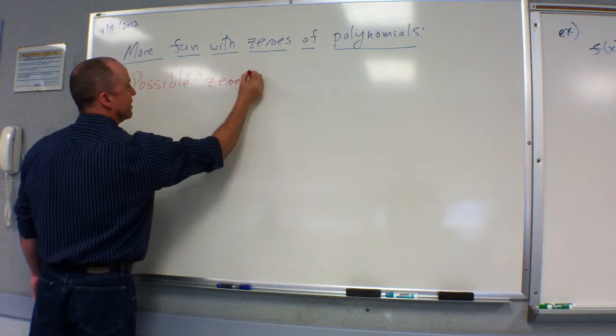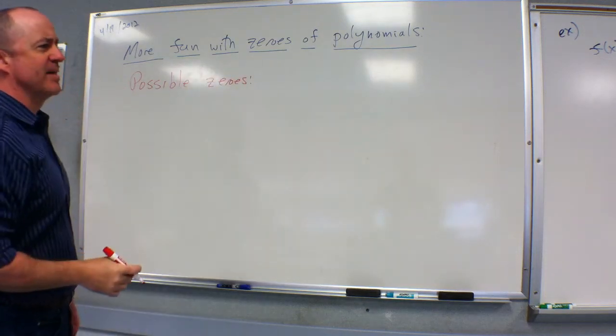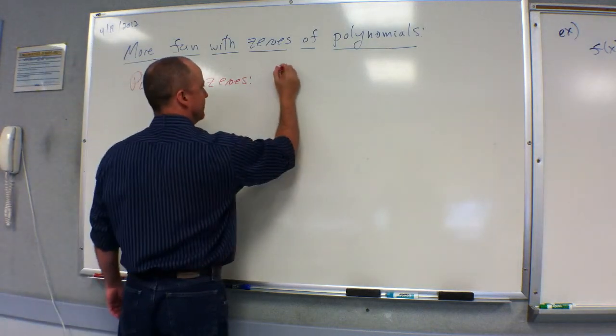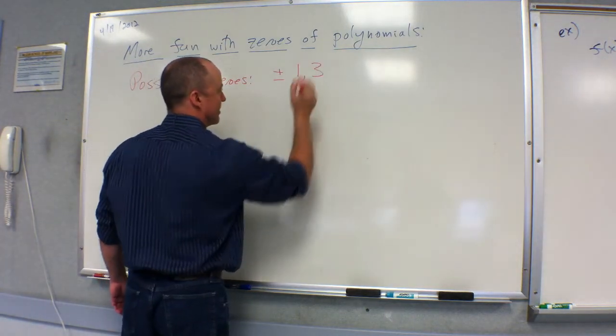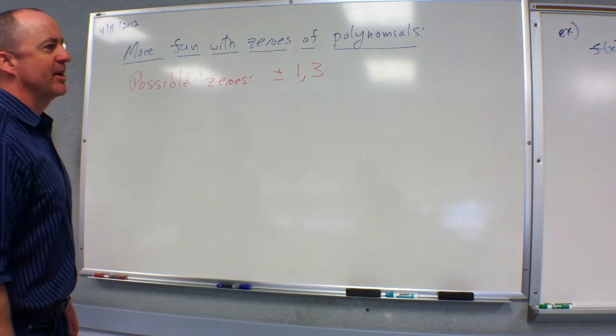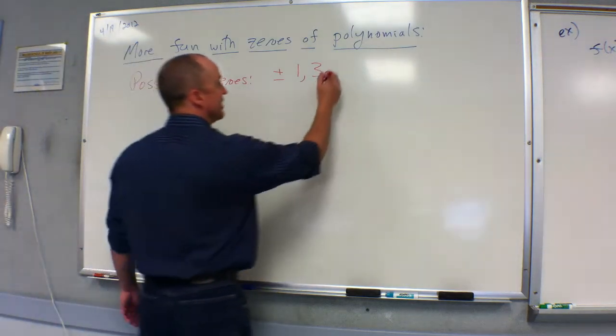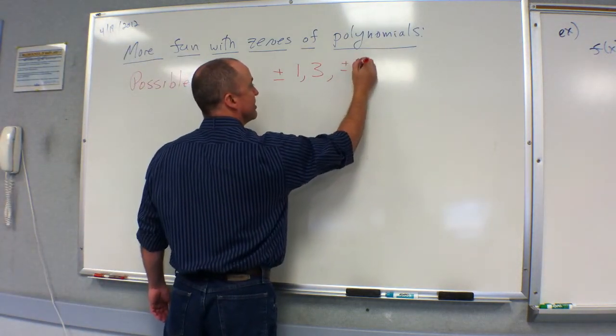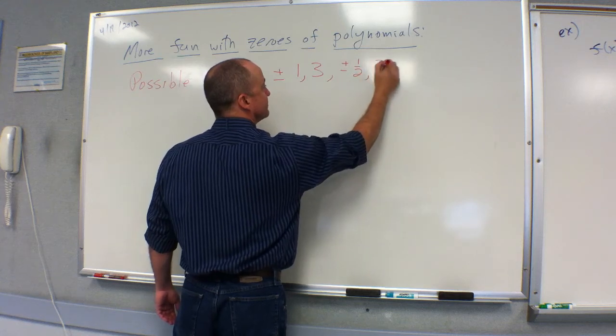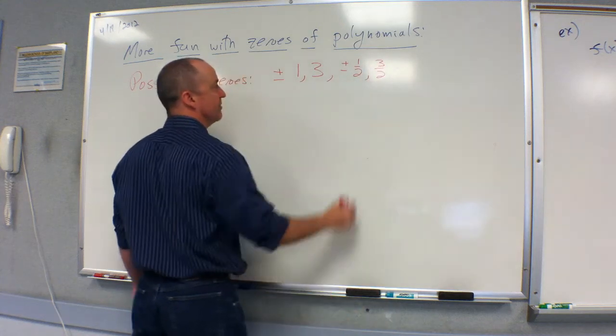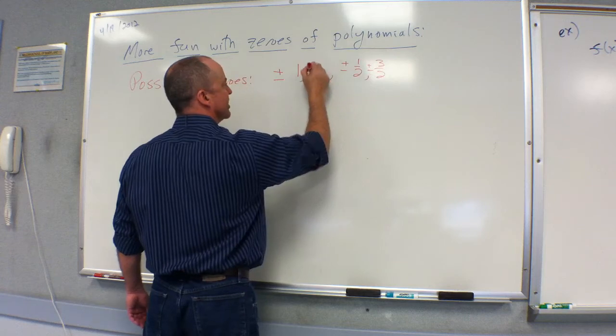So what are the factors of my last number? Plus or minus 1 and 3. And what about that first coefficient, 2? That means I also have to check plus or minus 1/2 and plus or minus 3/2. Yep, that's all plus or minus.